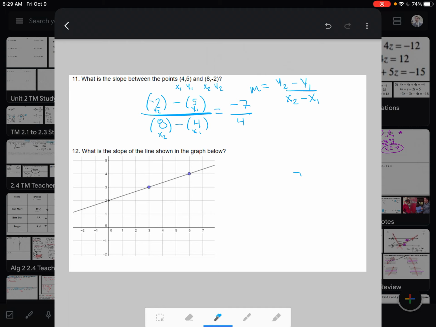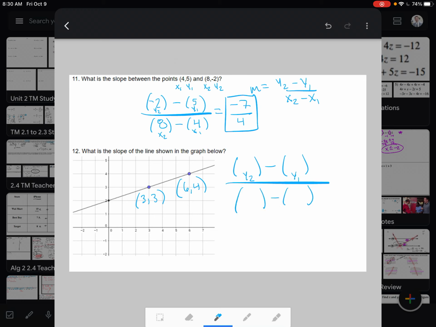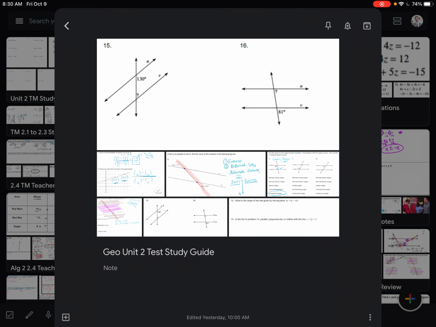All right, so we'll get -7 on top, we'll get +4 on the bottom, and then that will be the answer for slope. So we're going to want to do the same thing here. So we have our ordered pair 3, 3, 6, 4. So let's label and let's fill in. So again, label all of our terms here and then fill in our slope formula. So y2, y1, x2, and x1 based off of the 2 points that we identified on the line below. All right, let's see, moving on to our next one.